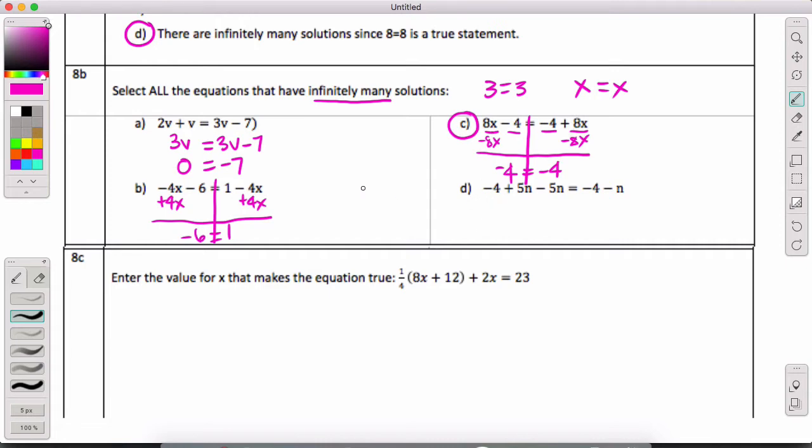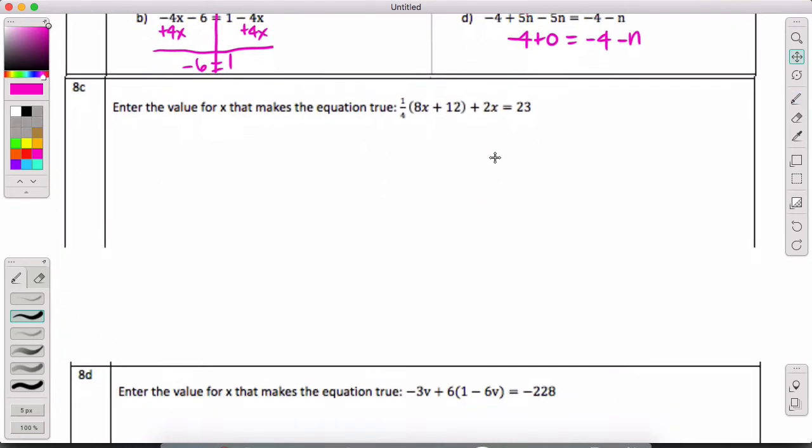Part D, it says select all, by the way, and so when it says select all, it means that sometimes there's going to be more than one answer that is correct, so we have to check the last one as well. So positive 5n, take away 5n is 0. Negative 4 plus 0 equals negative 4 minus n. I can already tell that's not true, but we can do one more step here. Notice that this side says negative 4 plus 0, and this side says negative 4 minus n. So I know that's not going to be always the same on both sides. It's not always going to be equal. This one, I'm going to end there and just say nope, not infinitely many solutions.